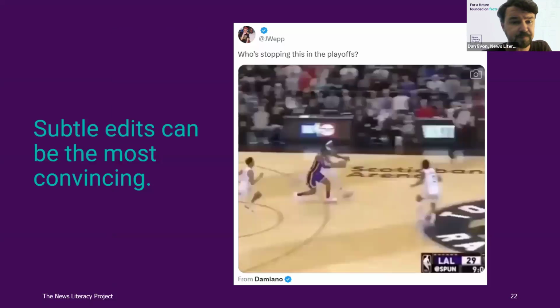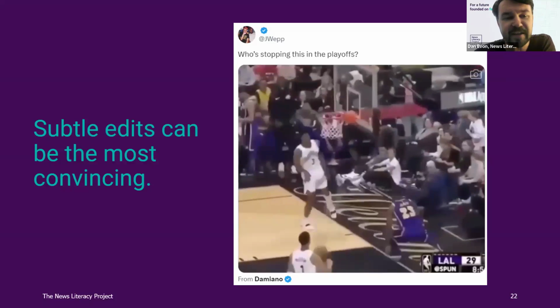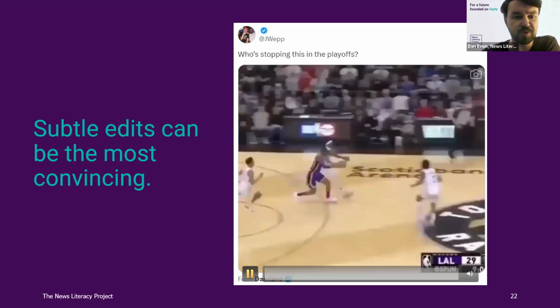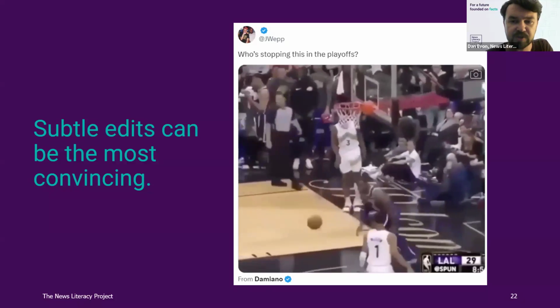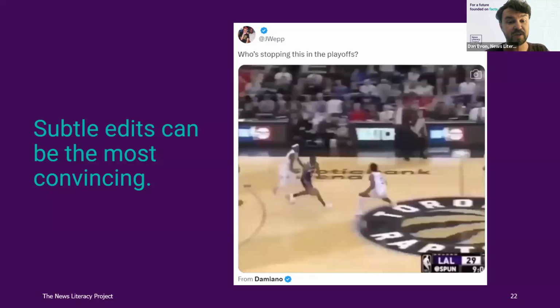So here's a video that has been digitally manipulated. I'm going to play it again because it's a little difficult to see. But when this ball goes to LeBron James, it looks like he doesn't dribble and he runs from basically half court towards the rim. The person who made this digitally deleted the dribble, so it just looks like he's holding the ball. It's a really subtle edit.